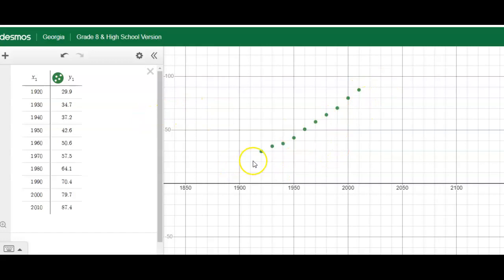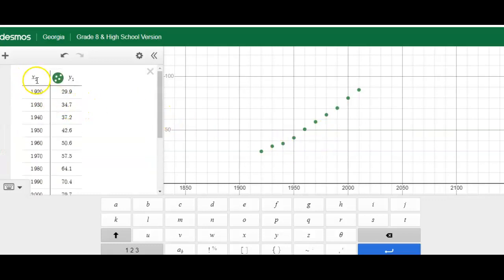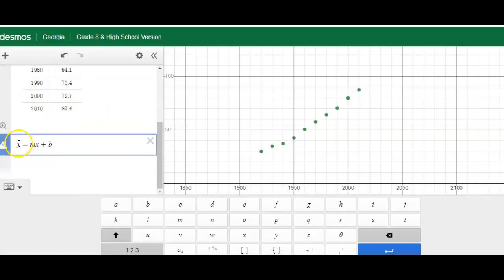That's my data. I can tell that this is a positive trend because it's going uphill. But the question specifically said, find the line of best fit. So if I click down here, that'll bring up another box. And remember, our equation is y equals mx plus b. But that doesn't really do anything yet because this is x1 and y1. So if we want our calculator to recognize that we're referring to the table, we need to change this to y1 and x1. Now that still didn't help me. It kind of made everything disappear.